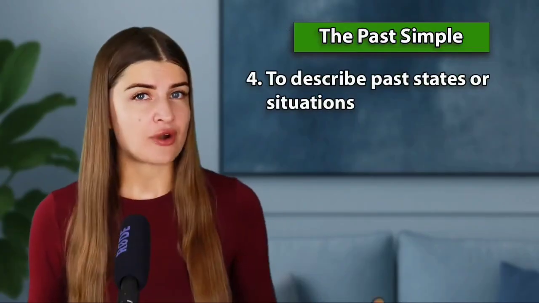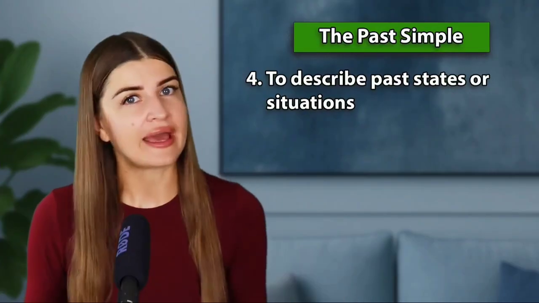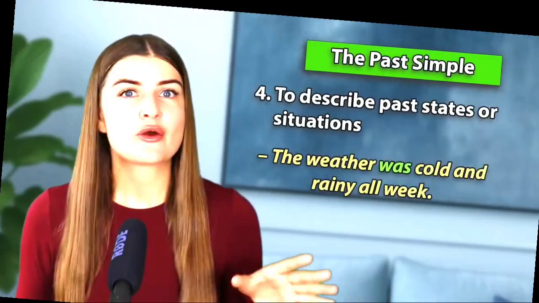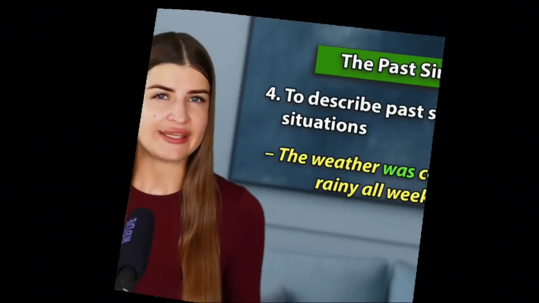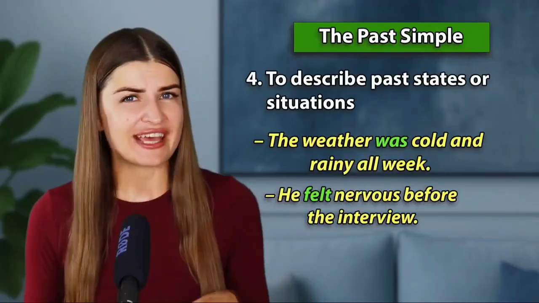We use it to describe past states or situations. This means how someone felt or what the situation was like at the time. For example, the weather was cold and rainy all week. He felt nervous before the interview. So, anytime you're telling someone what happened in the past, whether it was last night or years ago, the past simple is the tense to use.